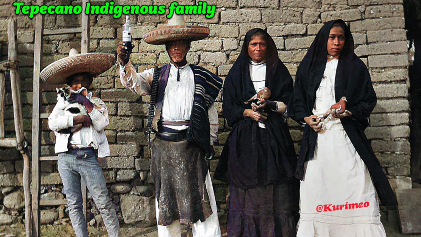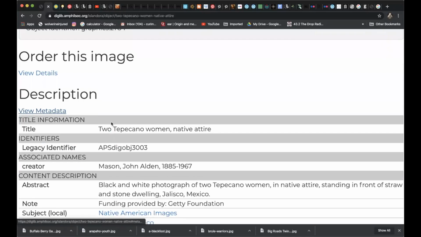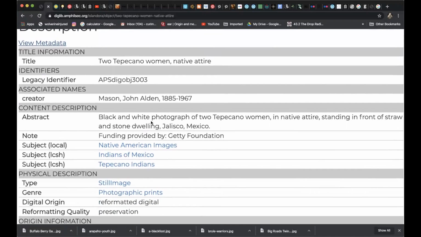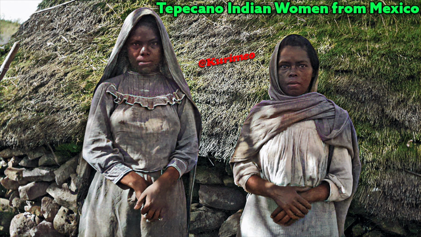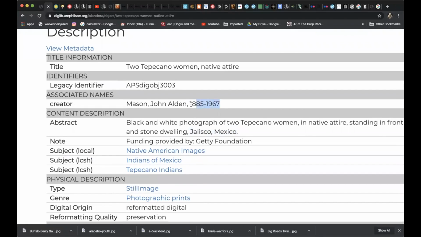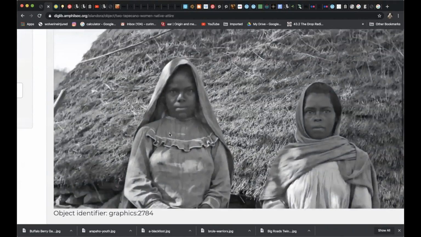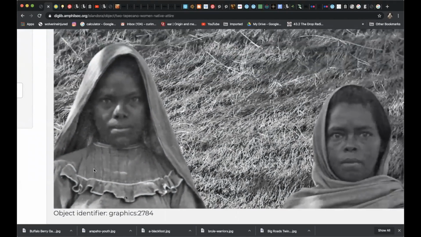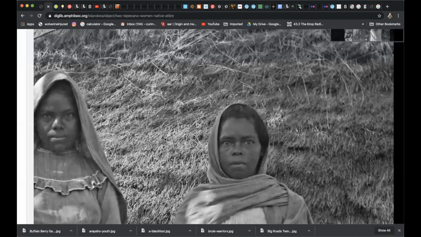Native attire. Let's see the description. It says black and white photograph of two Tepecano women in native attire standing in front of a straw and stone dwelling in Jalisco, Mexico. All right, in Jalisco, Mexico. Creator John Alden Mason. All right, two Tepecano women.